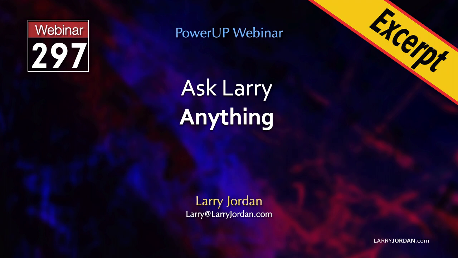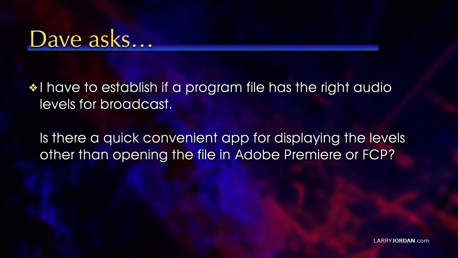Hi, my name is Larry Jordan, and here is one of the questions. Dave asks, I have to establish if a program file has the right audio levels for broadcast. Is there a quick, convenient app for displaying the levels other than opening the file in Adobe Premiere Pro or Final Cut? And I'm glad you mentioned Adobe because Audition makes this really easy. Final Cut does not do this at all, nor does Premiere, but Audition is magical.